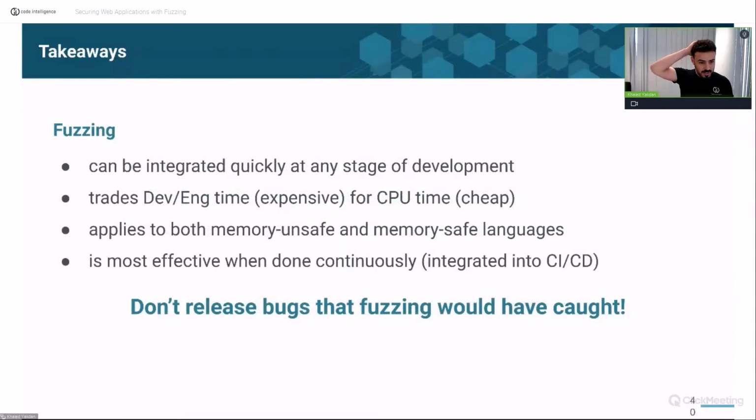Finally, some takeaways. Fuzzing is very effective and can be integrated at any stage of development. It basically trades expensive developer or engineering time for CPU time, which is cheap, so that developers and engineers can focus on developing useful features for the users. It's effective for both memory safe and memory unsafe languages, and it's most effective when done continuously, meaning when it's integrated into the development process and into the CI/CD pipelines. What we hope to achieve with that is that we don't release software with bugs that fuzzing would have been able to catch.